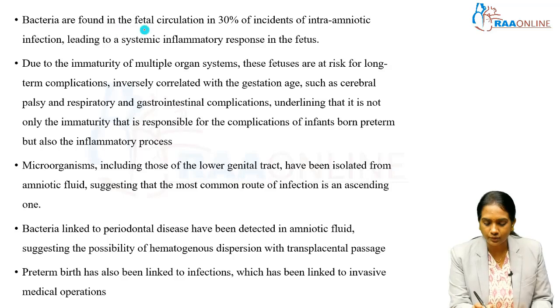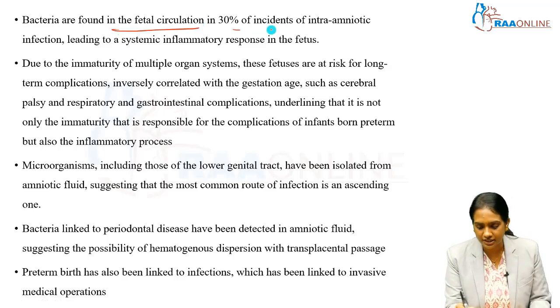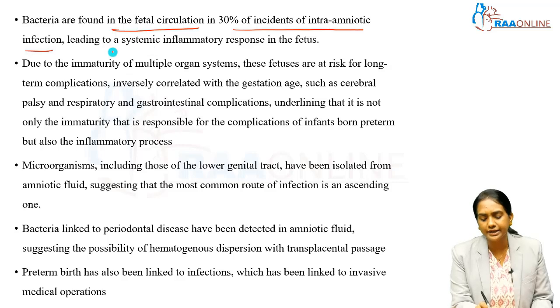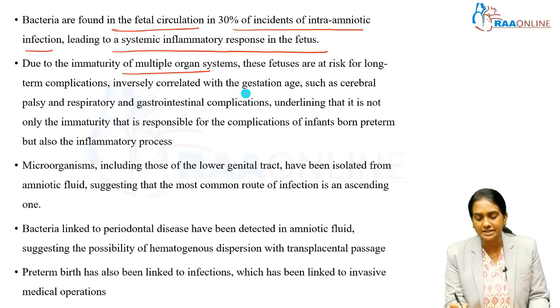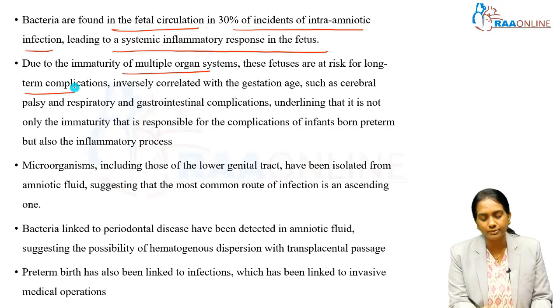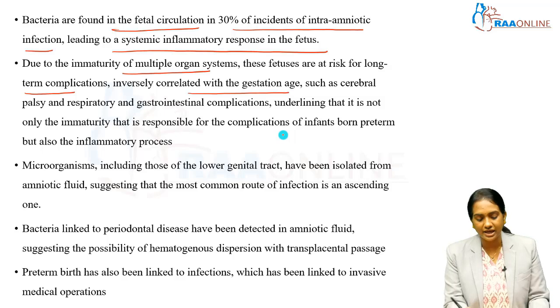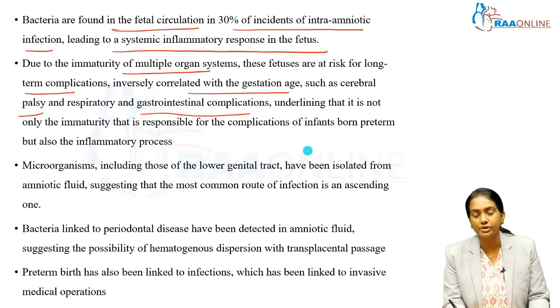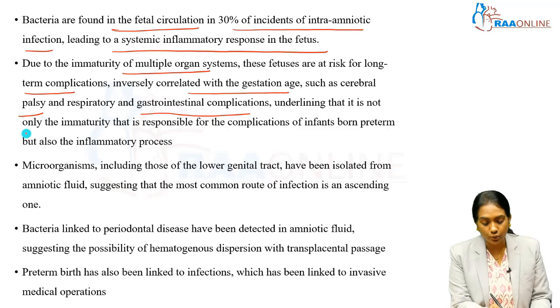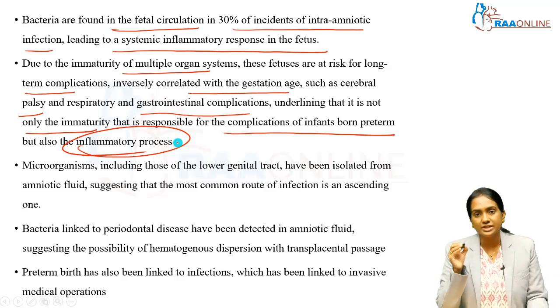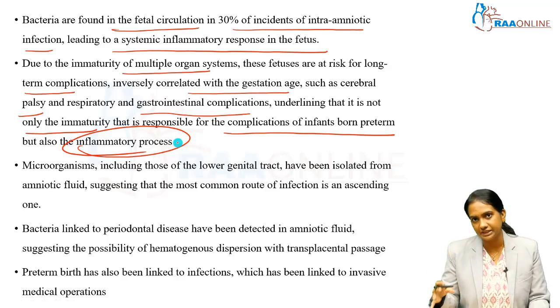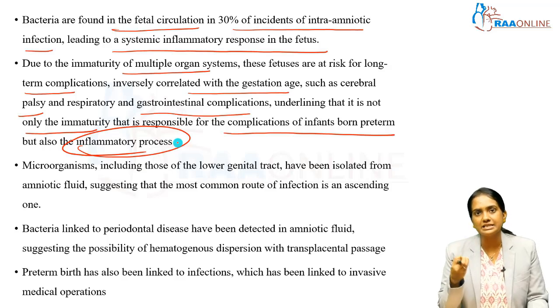Bacteria are found in the fetal circulation, with around 30% incidence of intra-amniotic infections, leading to a systemic inflammatory response in the fetus. Due to immaturity of multiple organ systems, these fetuses are at risk of long-term complications, inversely correlated with the gestational age, such as cerebral palsy, respiratory and gastrointestinal complications. Underlying that is not only the immaturity that is responsible for the complications, but also the inflammatory process. So this inflammatory process not only initiates the preterm labor, but in the infants it causes more complications like CP, respiratory infections, gastrointestinal complications.